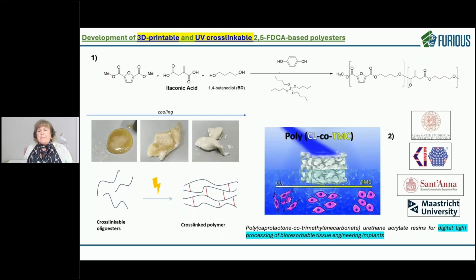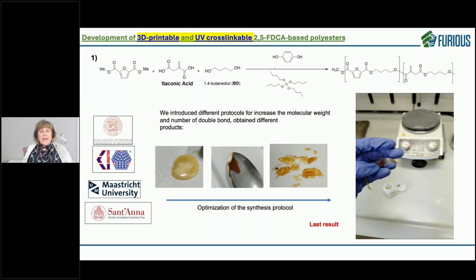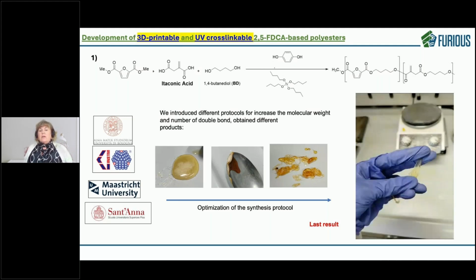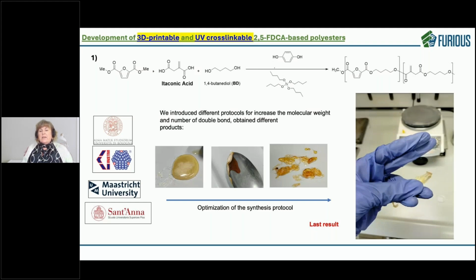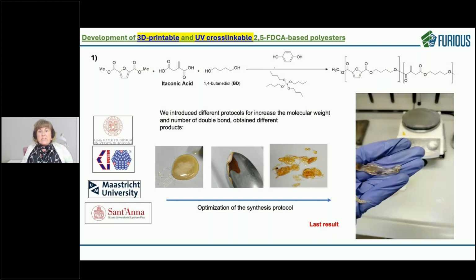The work has been done by Sant'Anna, INSTM, Unibo, Maastricht University, and the Polish partner. And here you can see some results obtained in Bologna in preparing the copolymers containing itaconic acid. As you can see from the video, we obtain a very flexible material that can be UV cured to have our cross-linked materials necessary to prepare our device for underwater applications.